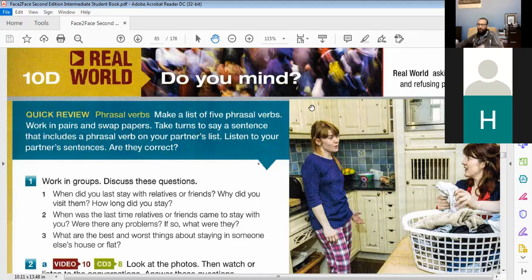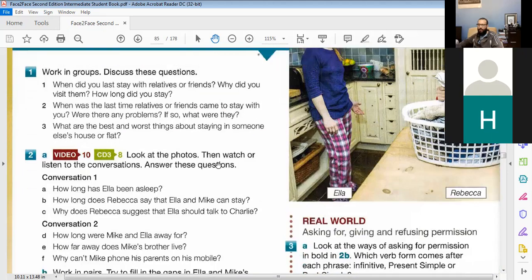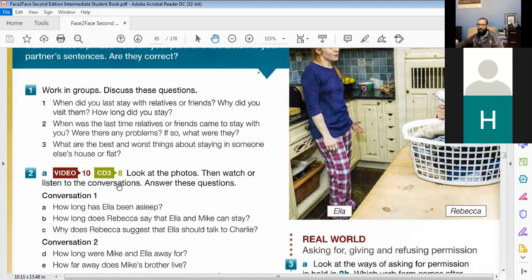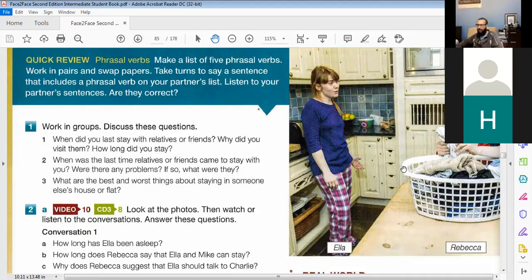We're also going to learn the opposite. If someone stays with you, for example, if your brother and your nieces come here, maybe they want to play with something or use something. So they can ask you, can I do this? Can I use this? Can I check this? So this is all about permission. First of all, it says look at the photos, then listen to the conversations, and then answer these questions. So let's start with the photos.